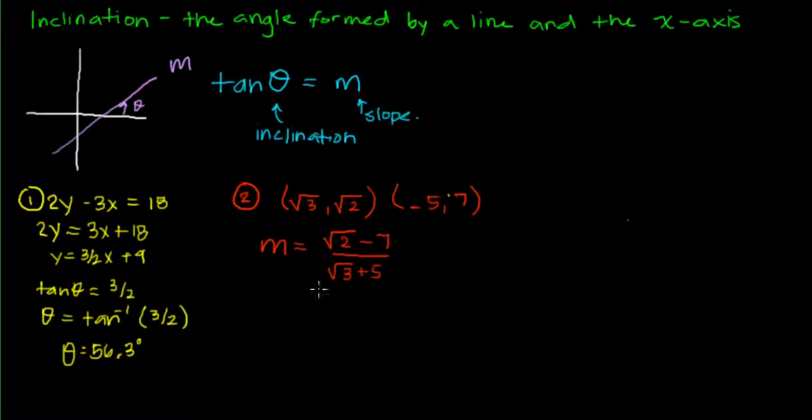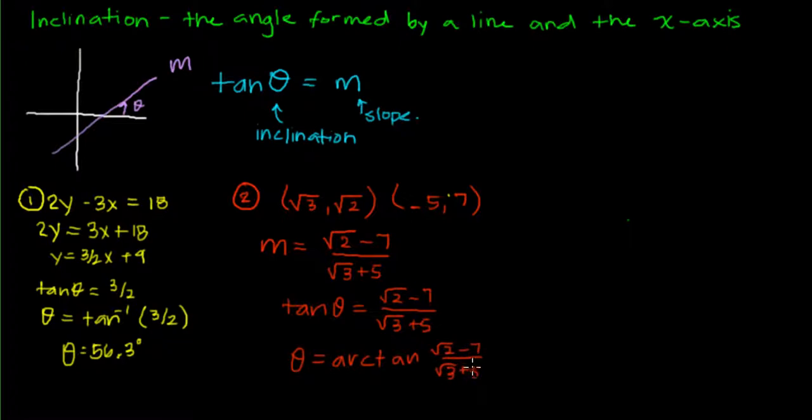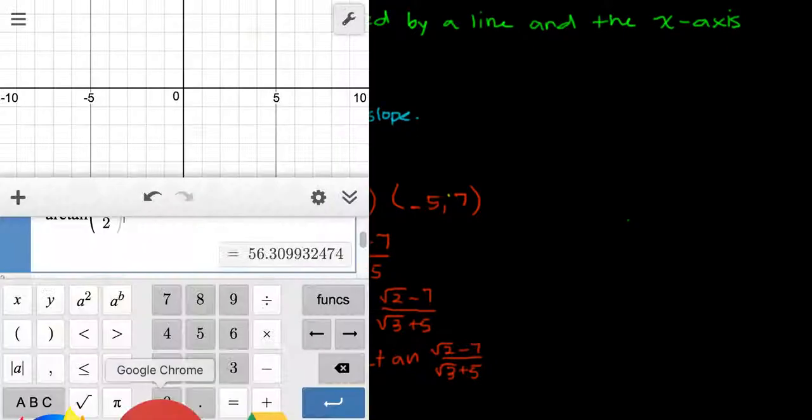And then all we have to do now is set it to the equation. Tangent of our inclination, tangent of our theta, is equal to root 2 minus 7 over root 3 plus 5. And then we get theta equals the arctangent of root 2 minus 7 over root 3 plus 5. We take out our calculator and do a little bit of calculation on there.